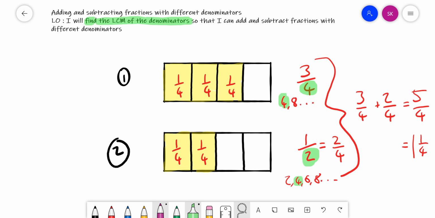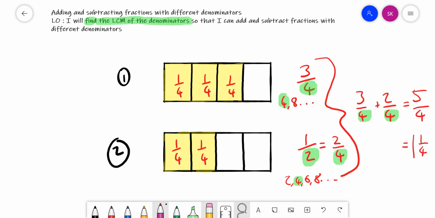And so I change whichever fraction or fractions I need to so that they both have a denominator of 4. They both have the same denominator. And that denominator needs to be the lowest common multiple. And that is how we add fractions with different denominators.